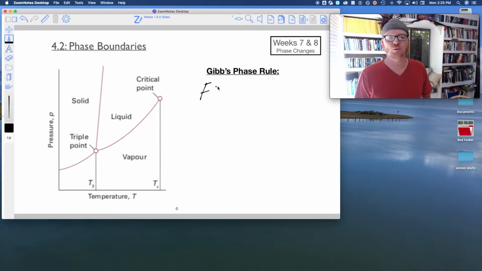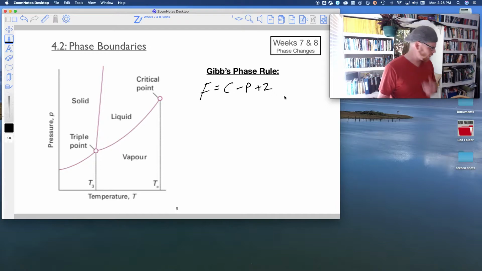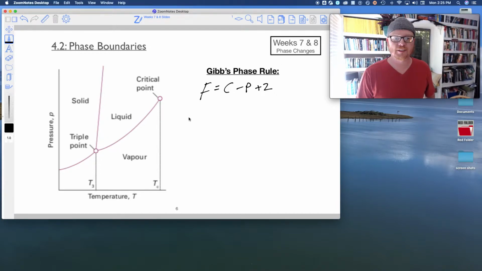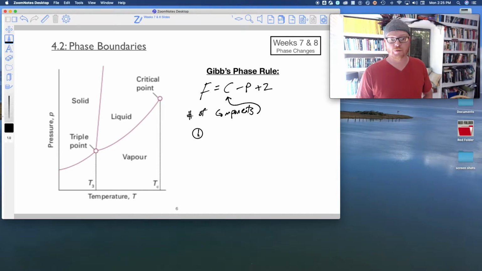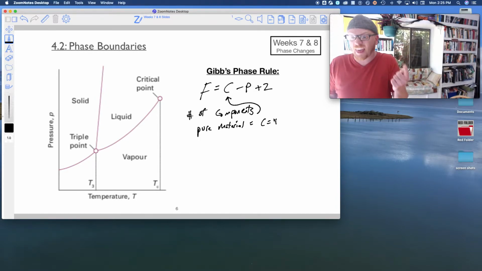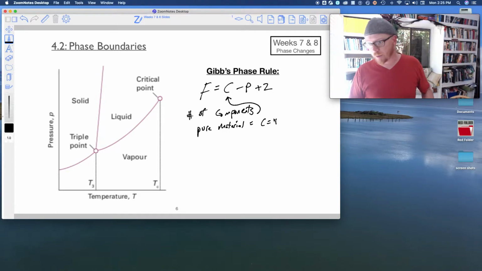So the Gibbs phase rule has an equation. It's the following: F equals C minus P plus 2. So what do all those letters mean? Well, C is the number of components. In other words, is it a pure material? If it's a pure material, then C equals 1. There's just one thing, like water or helium or carbon dioxide.